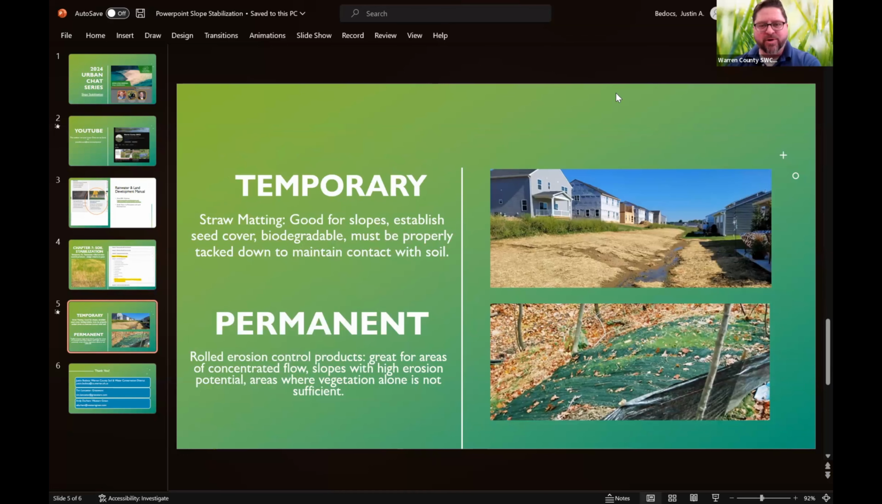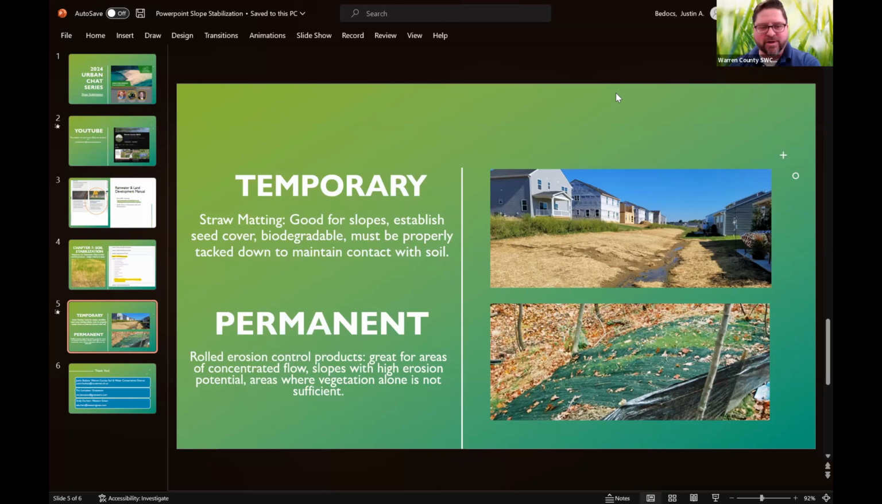So temporary, permanent. The top picture, you have straw matting. It's biodegradable. It breaks down in a year or two. There might actually be some loose straw on the banks there. Looks like we have a channel there with some erosion where maybe the loose straw had washed away. Maybe that would be a better case for a more permanent rolled erosion control product until the vegetation gets established.